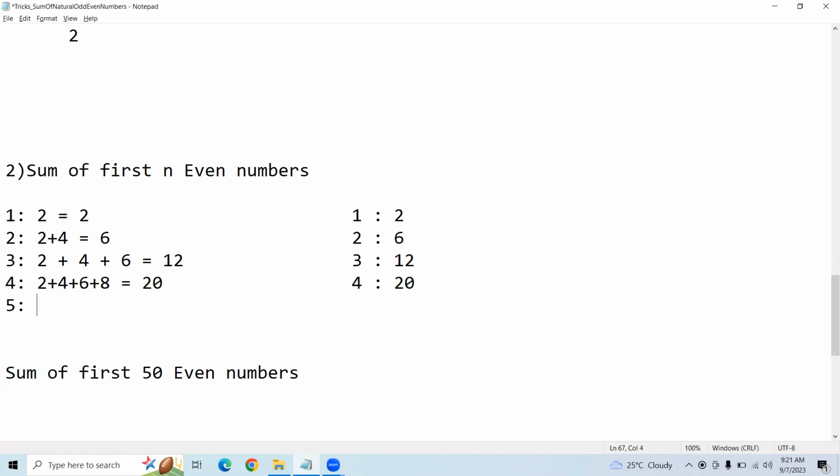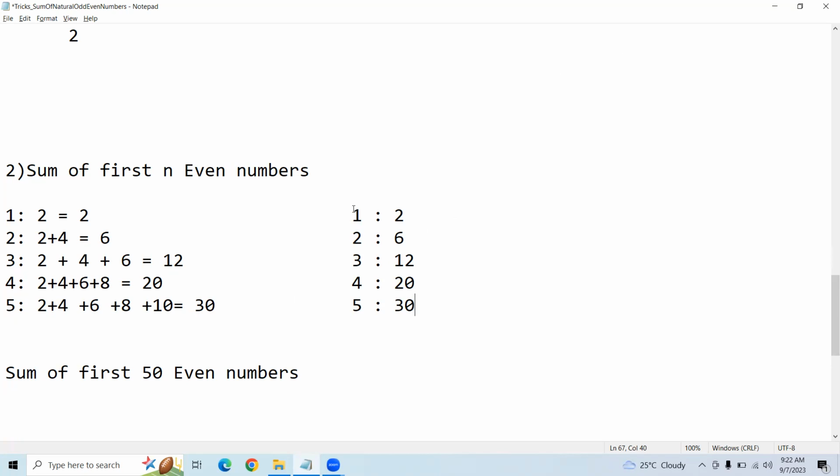What is the sum of the first five even numbers? 2, 4, 6, 8, 10. So if you add 20 plus 10, you will get the answer as 30. For the first four numbers, we had 20. Now we just added 10 to it. So we got 30. So now we have written the sum of the first one even number, first 2 even numbers, first 3 even numbers, like that till 5 even numbers.